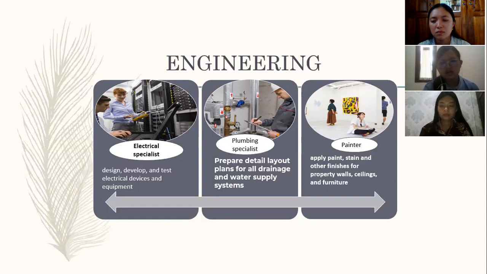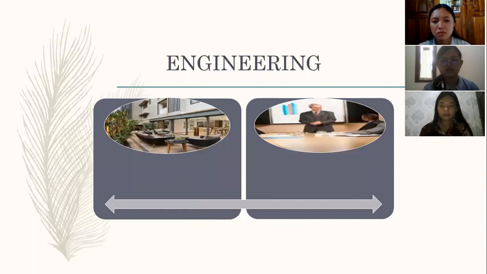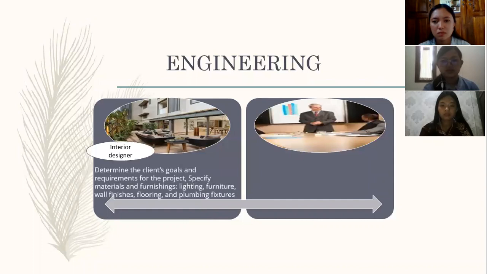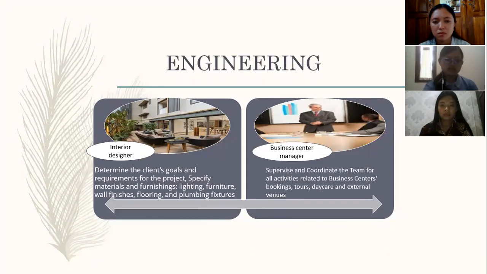And the other personnel of engineering is the interior designer. The interior designer has the responsibility to determine the client's goals and the requirements for the project. After that, they specify the materials and furnishings like lighting, furniture, wall finishes, flooring, and plumbing fixtures.